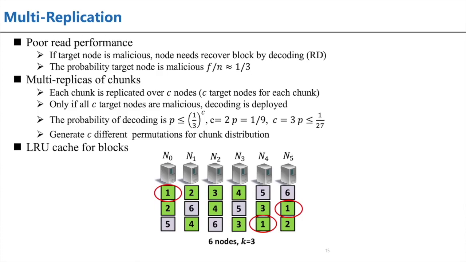For example, in the figure, when N is 6 and K is equal to 3, block 1 is replicated on nodes N0, N4, and N5. Besides, each node sets an LRU cache to buffer blocks read from others to reduce network transmission.